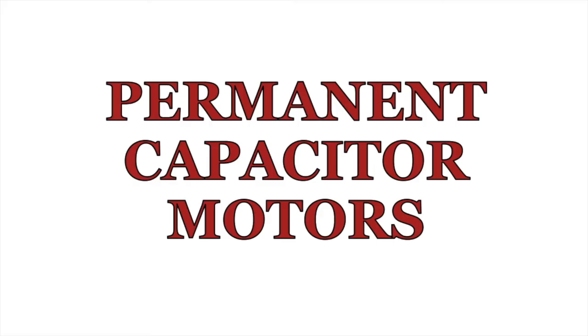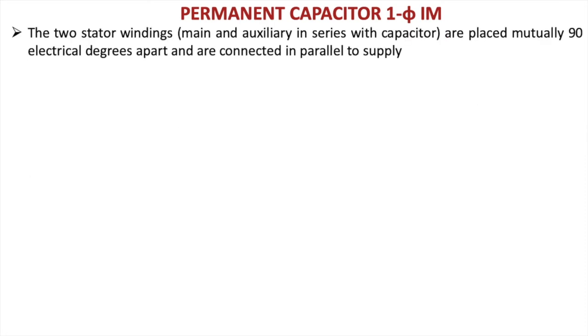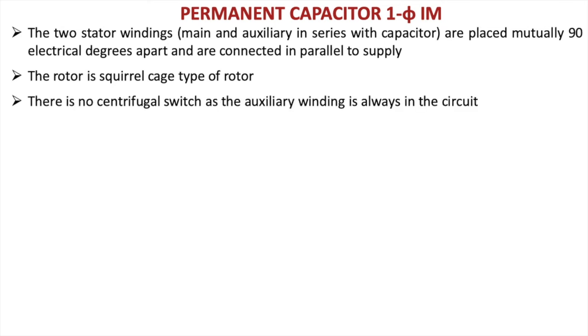Now come to the permanent capacitor motor. The permanent capacitor motor has only a single capacitor, no centrifugal switch in the circuit, and it has low starting torque, but the running torque is quite higher. The two stator windings, the main and the auxiliary in series with the capacitor, are placed mutually 90 electrical degrees apart and are connected in parallel to the supply. The rotor is a squirrel cage type of rotor. There is no centrifugal switch as the auxiliary winding is always there in the circuit.